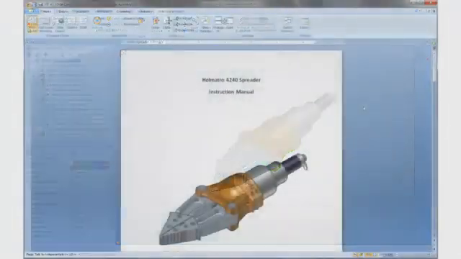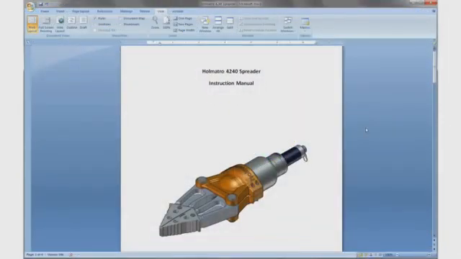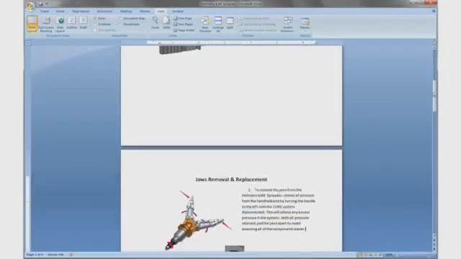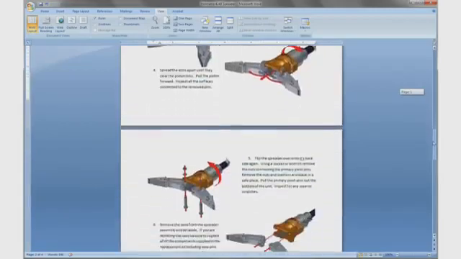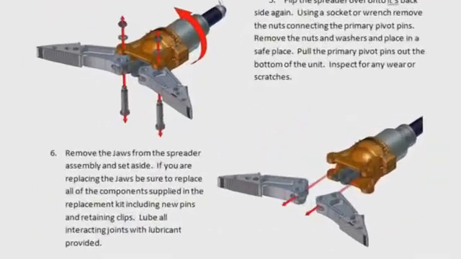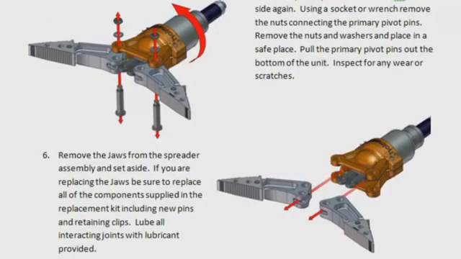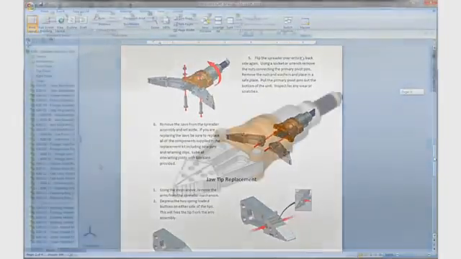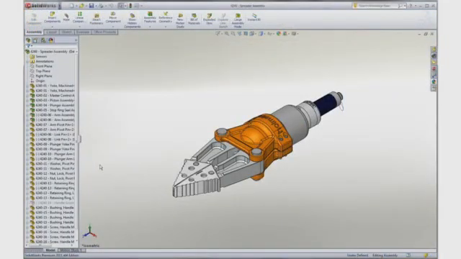We will take a look at an instruction manual already in process. This document is provided with every spreader assembly. We can see that a variety of high-resolution images created in SolidWorks Composer has been implemented within this Microsoft Word document. However, if the design changes, the documentation needs to stay up to date as well.